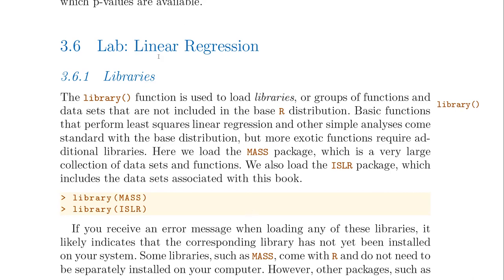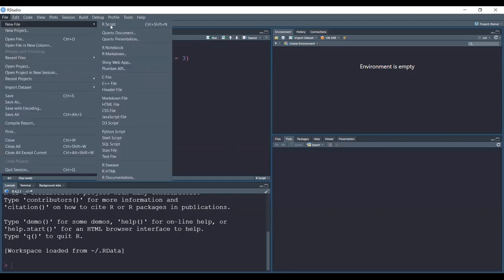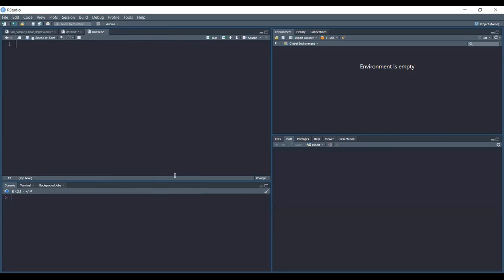Going to switch to RStudio. We'll have a new page over here, or tab. Go into the console, and these are already installed, so I don't need to install them again. library(MASS), and that's loaded over there. Same thing with the package that comes with this book. Let's go back over here.